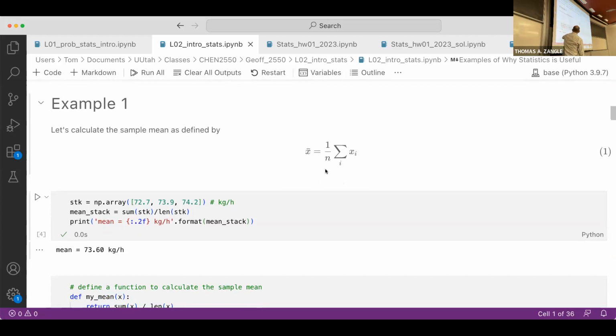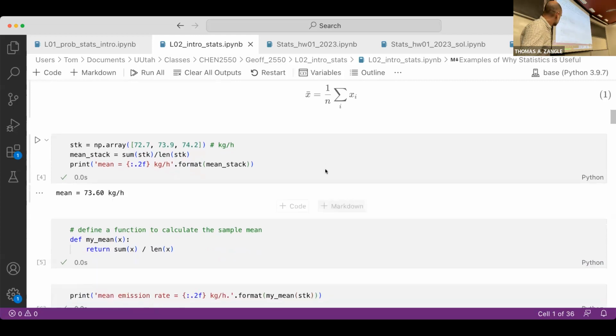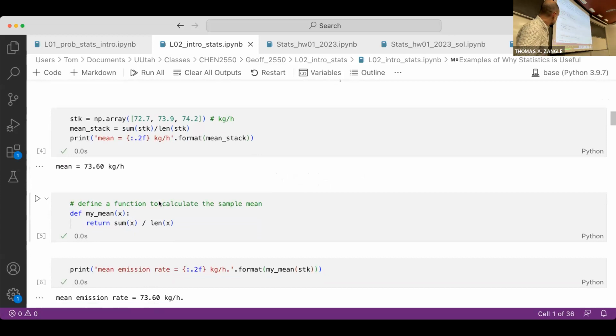And then we can represent that equation 1 in Python by saying the mean stack is just the sum of values in this NumPy array, which is what this executes here, divided by the length, or len, of that array. Then we print that out and we get 73.6 kilograms per hour, which again is lower than the specified emission rate, but we don't yet have the tool to say if that is acceptably lower.